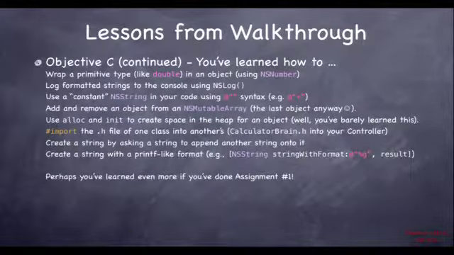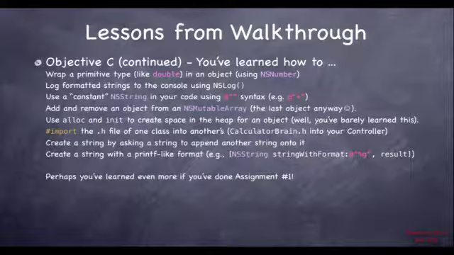More Objective-C, you learned to wrap a primitive type, a double in our case, in an object so that you can put it in things like an array. You learned how to use NSLog to log things to the console, a great debugging technique. Creating a constant string using the @ sign and quotes. Don't forget that @ sign. Luckily, the compiler will usually give you a warning if you use quotes with no @ sign, because that'll be a char star, and there's almost nothing in the API that uses a char star. So the compiler's going to be able to warn you.